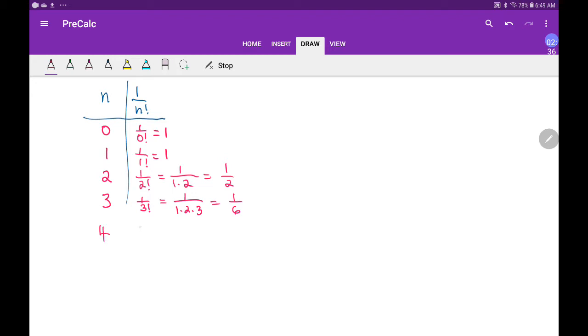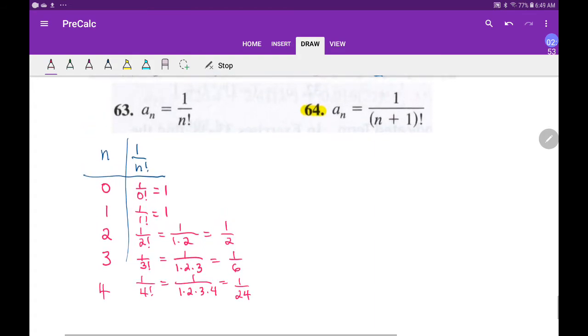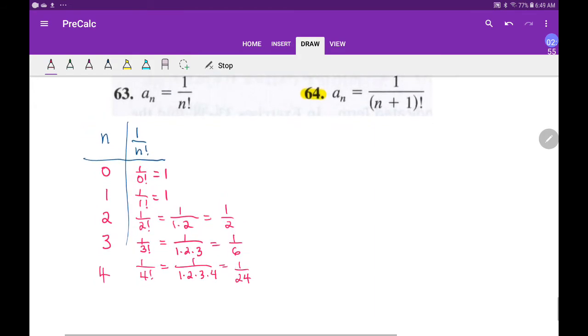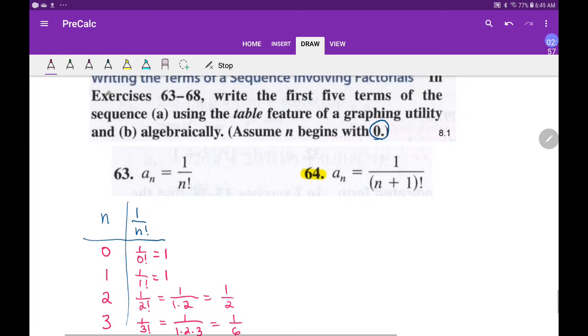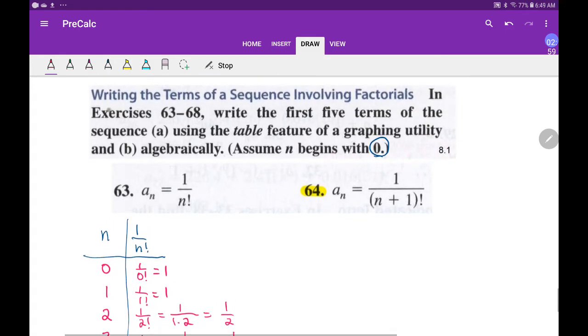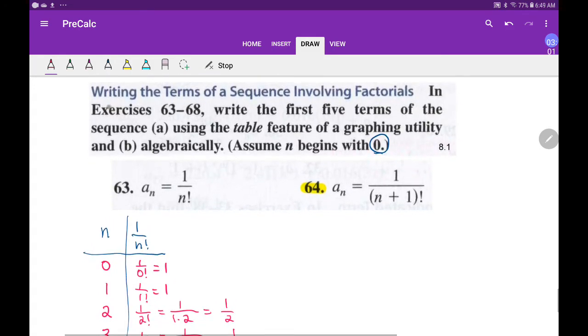And then 4, so we have 1 over 4 factorial, and that's 1 over 1 times 2 times 3 times 4. So last time was 6, and we add a 4, so it's 1 over 24. So that's the first 5 terms. You can see we're getting smaller and smaller and smaller. And then they ask us to use a table feature of a graphing utility.